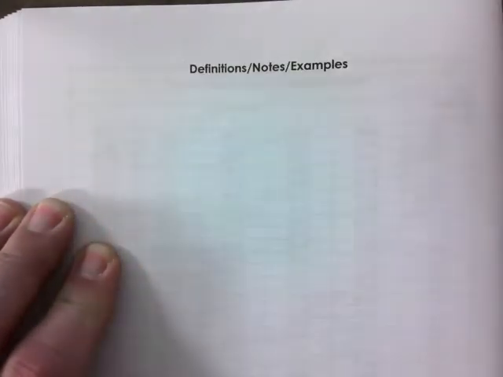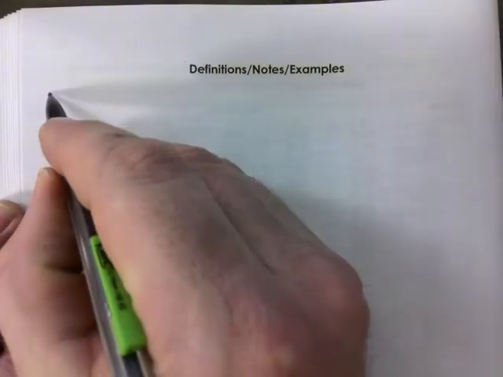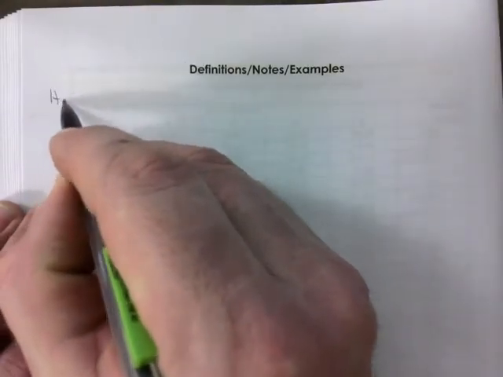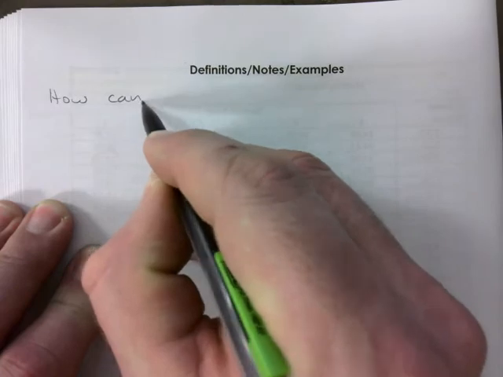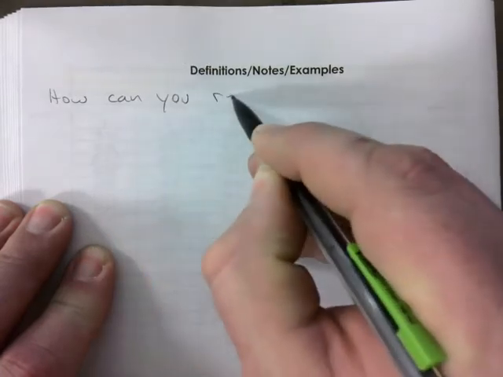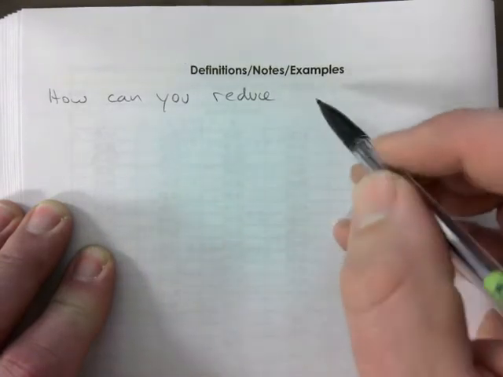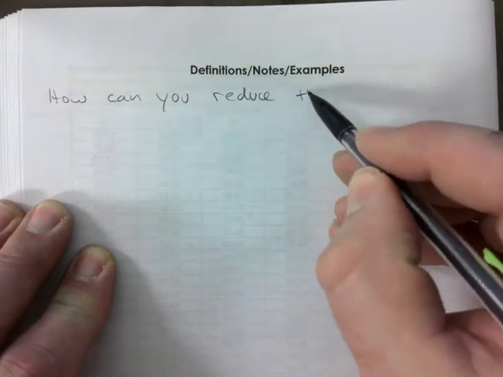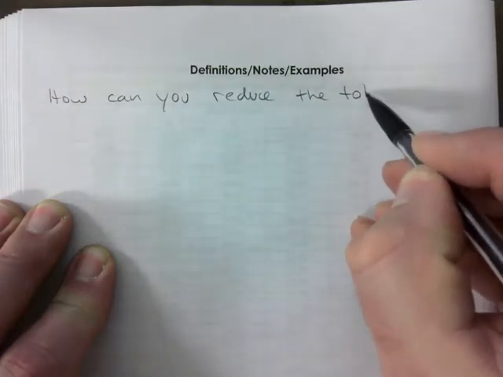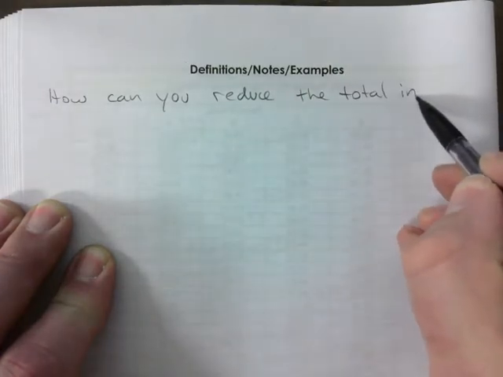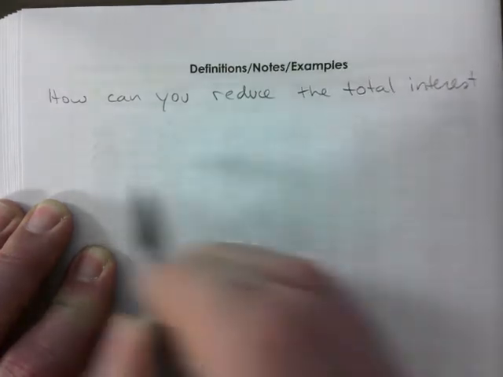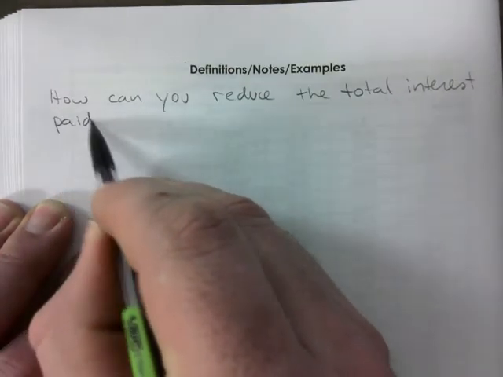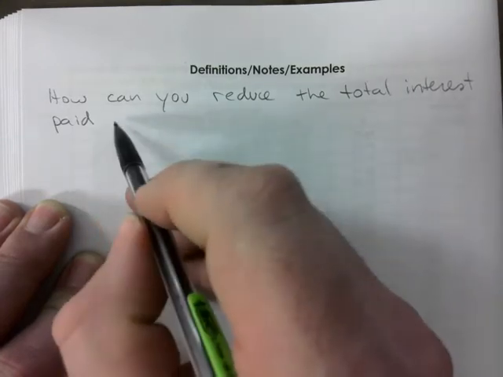Write this down, okay? 19. So how can you reduce the total interest paid on a loan?